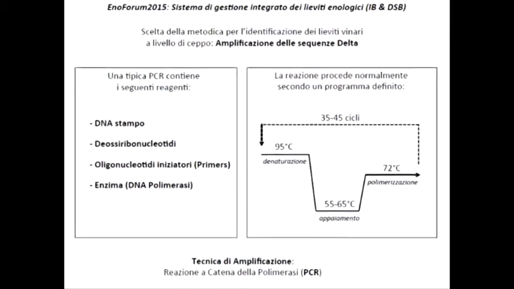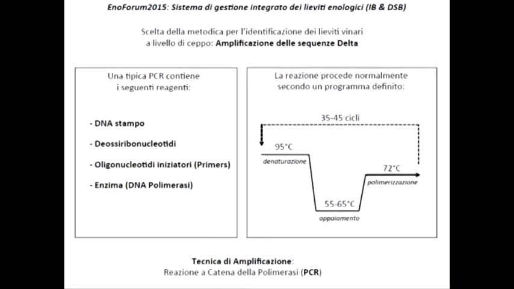In a typical PCR reaction, you have a number of essential components. That is the DNA to be amplified, nucleotides, which are the small bricks used to construct the new molecules, and primers, which are small sequences of DNA which pair specifically with the sequences to be amplified. And they serve as triggers for the enzyme, which is DNA polymerase, and it is thermostable.